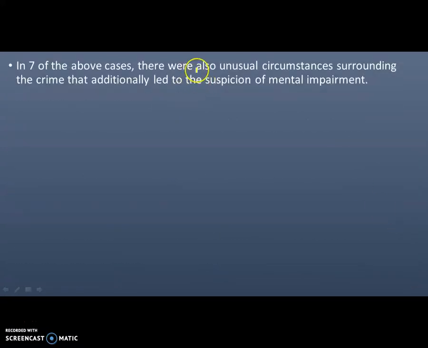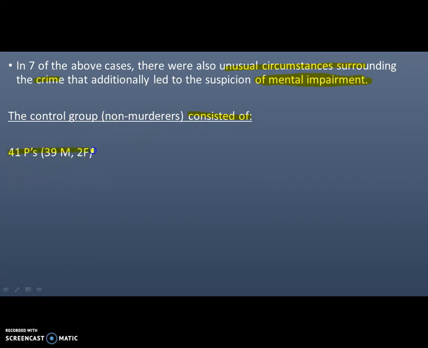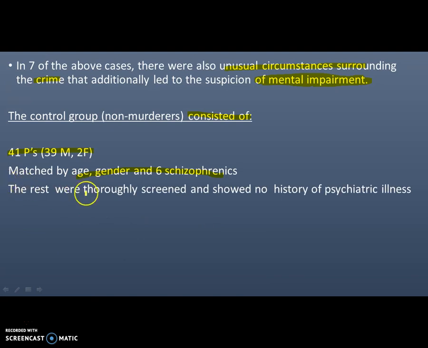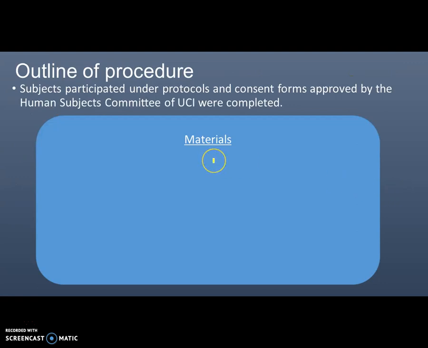In 7 of the above cases, there were also unusual circumstances surrounding the crime that had led to suspicion of mental impairment. I'll let your imagination run wild with that, but it would be something abnormal to a normal murder. Perhaps something that indicated that this person had mental difficulties. The control non-murderers consisted of 41 participants, matched on age, gender, and schizophrenia. The rest were thoroughly screened to have no history of psychiatric illness.